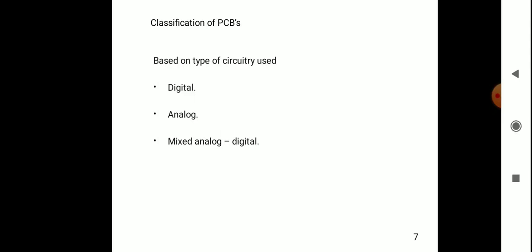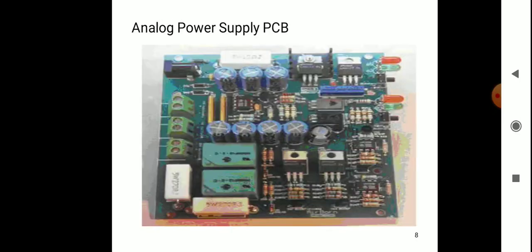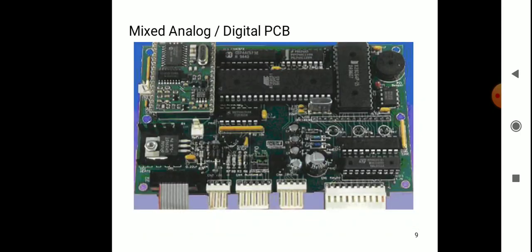This is one of the classifications. Now we can see how it is. Analog power supply PCB. Here you see all are analog devices. There are no digital circuits. Digital circuit means we may have integrated circuits, digital ICs. No digital ICs are connected here. So only the analog components are there. That's why it is called an analog circuit board.